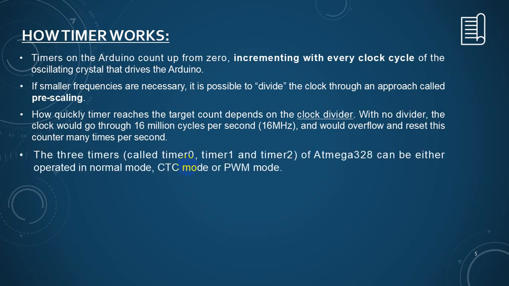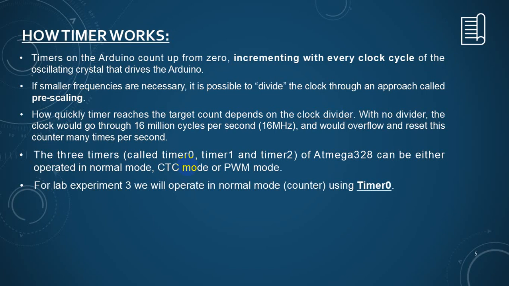The three timers, called timer 0, timer 1 and timer 2 of the ATmega328, can be operated in normal mode, sometimes called overflow mode; clear timer on compare, called CTC mode, sometimes shortened to compare mode; or PWM mode, pulse width modulation mode. For lab experiment 3, we will operate in normal mode using timer 0. Overflow mode we will use in lab 3.